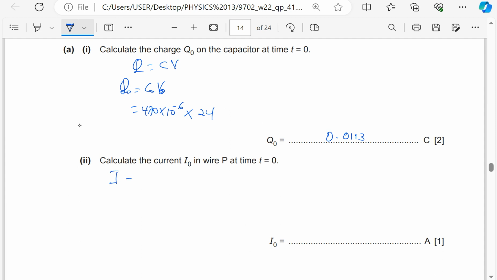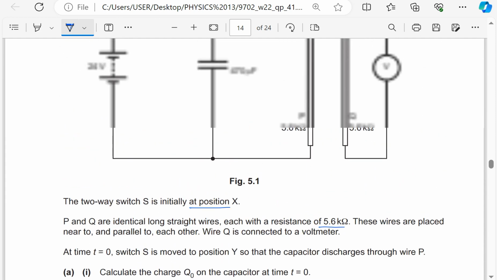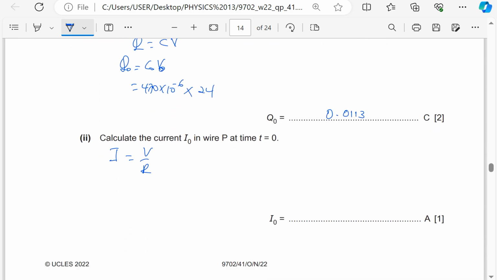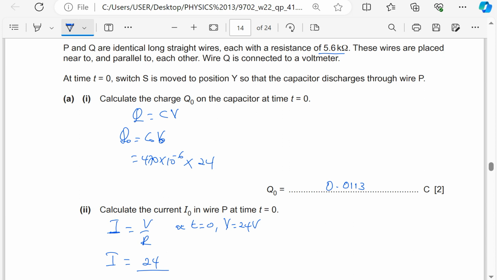Of course the current is going to be equal to V over R. At time t equals 0, the discharge has just started. That means the PD across the capacitor is 24, so the PD across the wire is also going to be 24 volts at t equals 0 when the discharge just starts. As the PD across the capacitor reduces as it discharges, the PD across P also reduces. So at t equals 0, V is equal to 24 volts across P because the wire is in parallel with the capacitor. So the current I is going to be equal to 24 divided by the resistance of the wire, which was given as 5.6 kilo ohms.